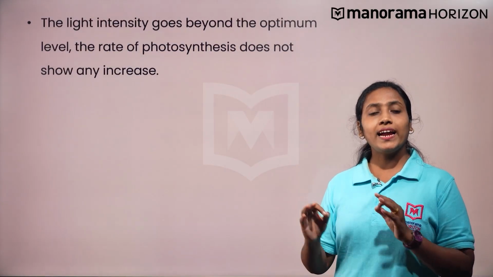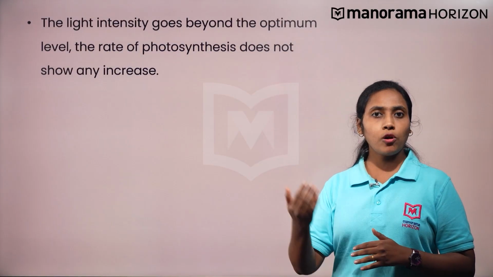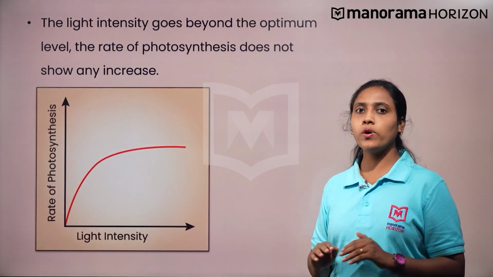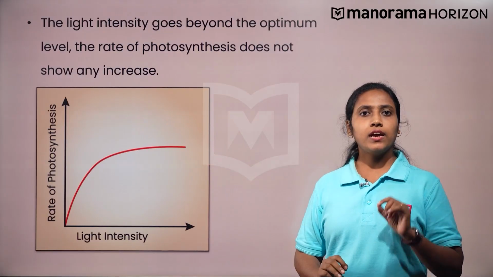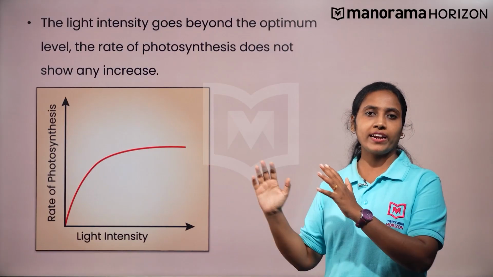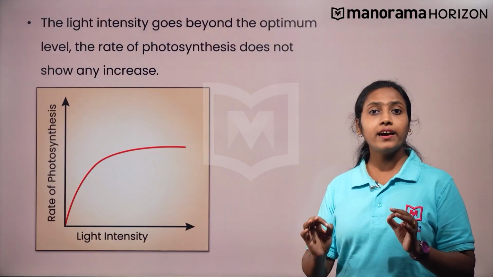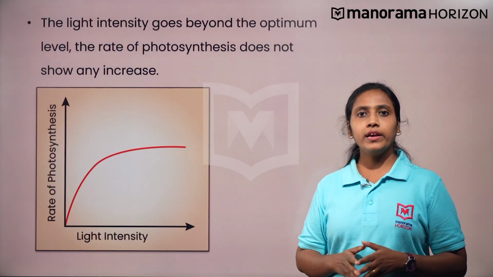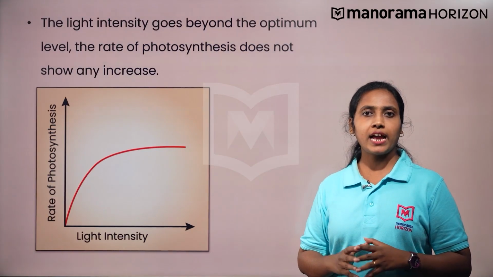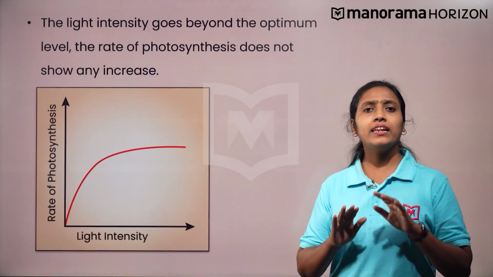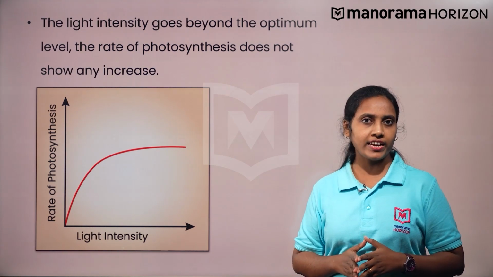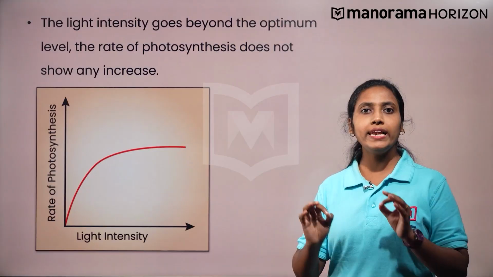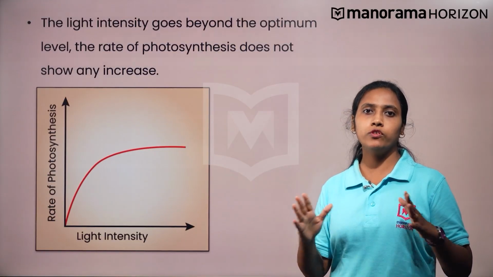But if the light intensity goes beyond the optimum level, the rate of photosynthesis does not show any increase, and this is due to the other factors, as they are acting as the limiting factors. Now, except for plants in shade and forest plants, light rarely becomes a limiting factor, as light saturation occurs only at 10% of full sunlight.